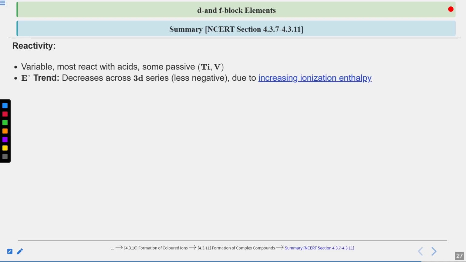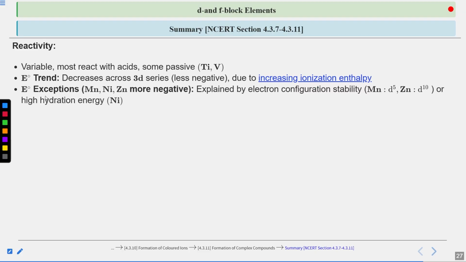The E0 trend we have seen decreases across the 3d series. That means it becomes less negative across the 3d series due to the increasing ionization enthalpy, the first and the second one. E0 exceptions we have seen in the case of manganese, zinc, and nickel, which show a more negative value, opposite to the trend across the 3d series.